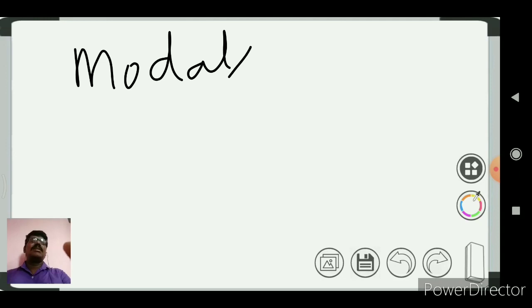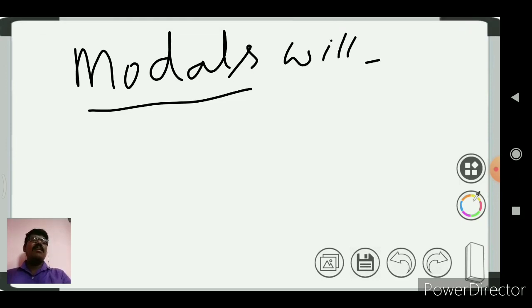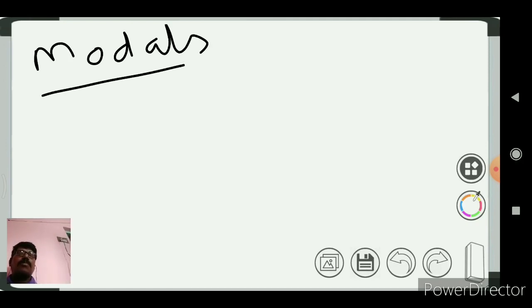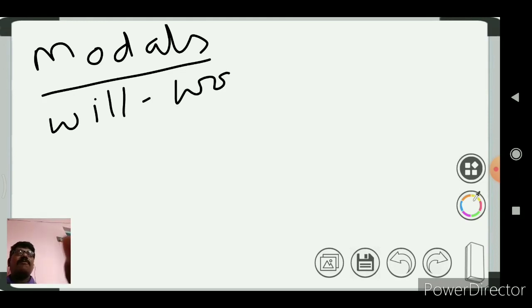And the second type is modal auxiliaries. Modals. What are these modals, sir? See here, I am going to write. Will, would. W-O-U-L-D, would. Sorry, once again I will write it here. Modals. Will, would. Please note down.